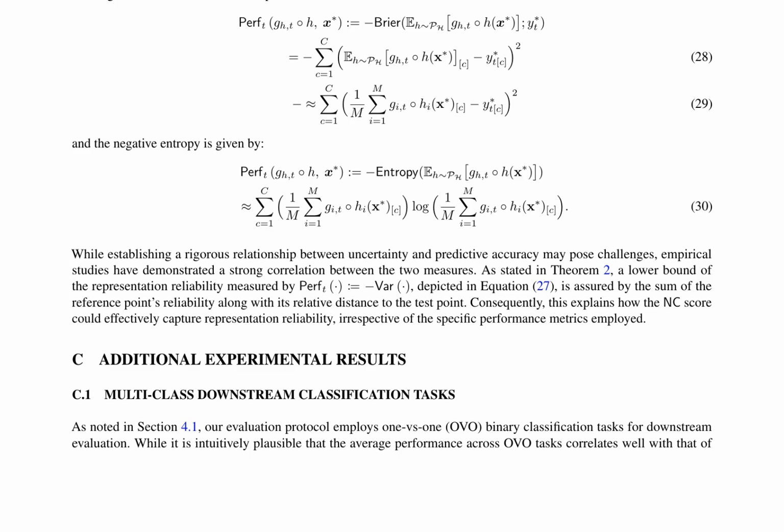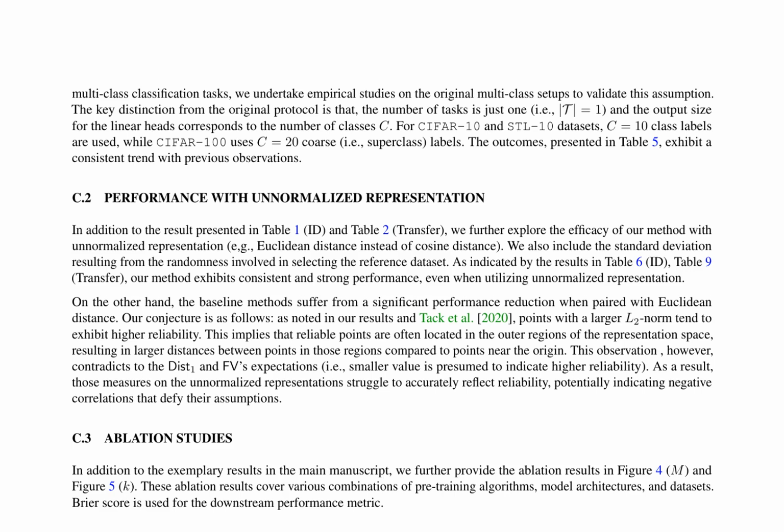The study concludes by highlighting the strong correlation between these uncertainty measures and predictive accuracy, emphasizing the importance of considering representation reliability in evaluating the reliability of predictions. The research paper discusses the application of neighborhood consistency, NC, for multiclass classification tasks, focusing on the original multiclass setups.